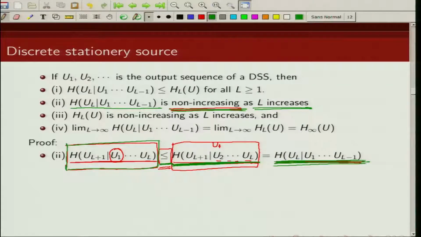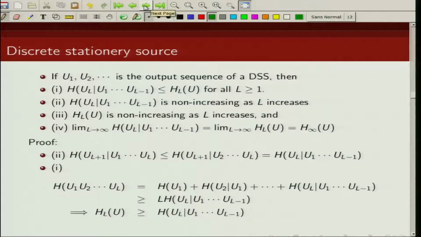Okay. Now we are going to make use of this property to prove other properties as well, and that's why I proved property number 2 first. Now let us try to prove property number 1.